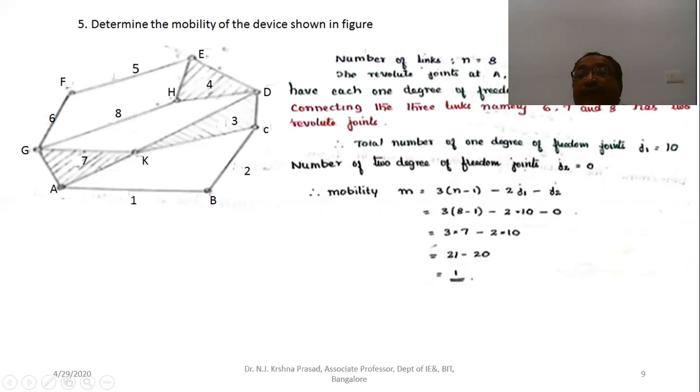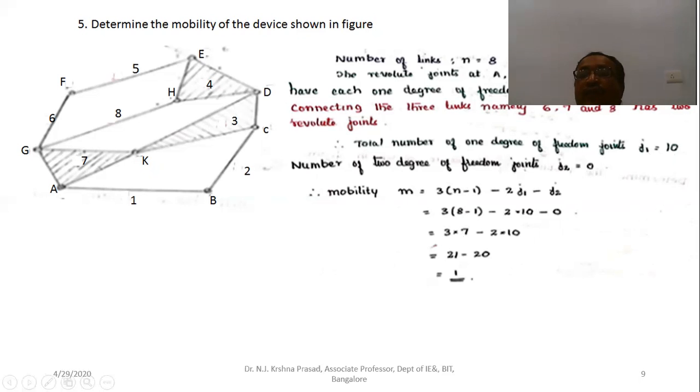Each has 1 degree of freedom, whereas the revolute joint at G, here I see the total number of links connected is 3. So you should count it as 2. So at G it should be counted as 2, and like that you count it. The total number of 1 degree of freedom joints is 10. Here also there are no 2 degree of freedom joints, so the J2 value is 0.